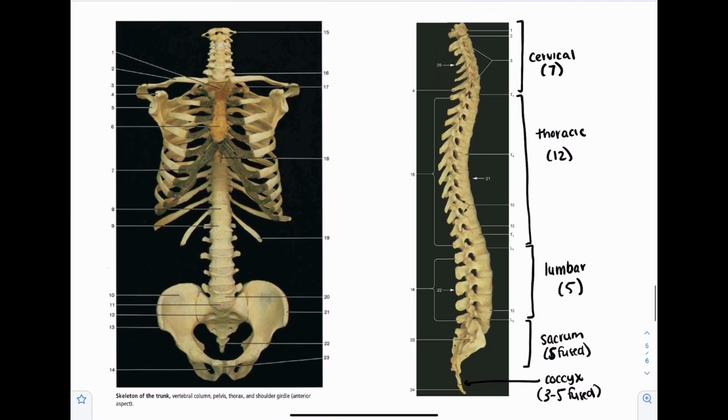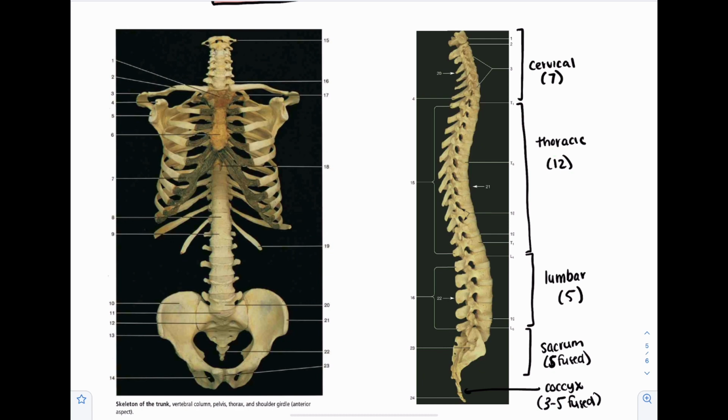Now, there is a little way of remembering how many there are for the first 3, the free vertebrae, and they are the meal times. The cervical is going to be breakfast at 7 a.m. Thoracic is going to be lunch at noon, and the lumbar is going to be dinner at 5 p.m. So that's one way of remembering how many vertebrae are in the cervical, thoracic, and lumbar regions.